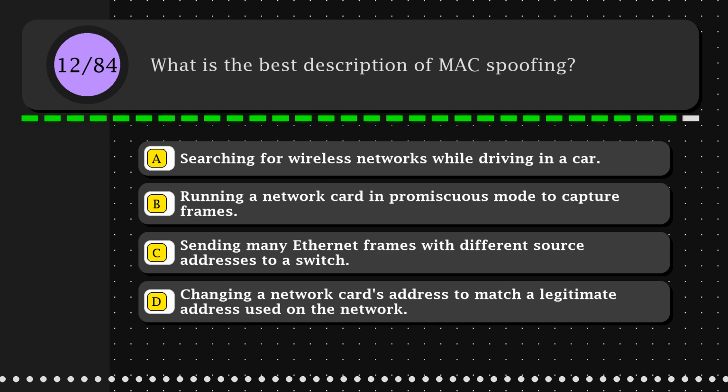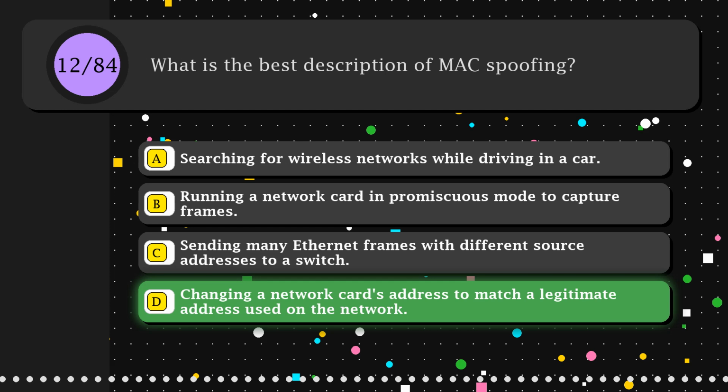Question 12. What is the best description of MAC spoofing? Option A. Searching for wireless networks while driving in a car. Option B. Running a network card in promiscuous mode to capture frames. Option C. Sending many Ethernet frames with different source addresses to a switch. Option D. Changing a network card's address to match a legitimate address used on the network.